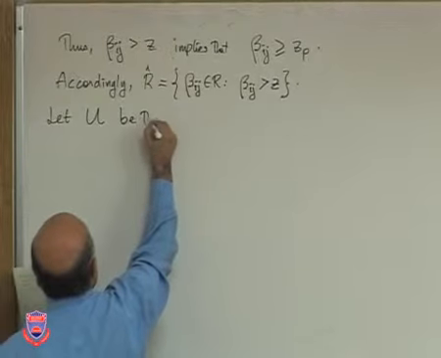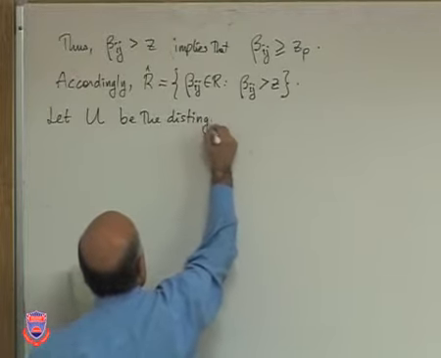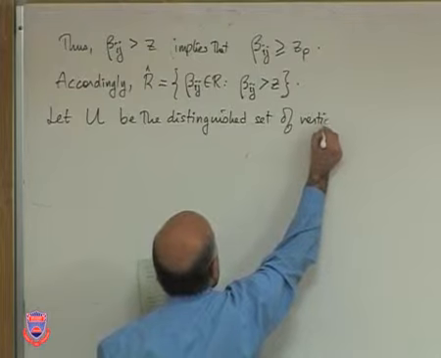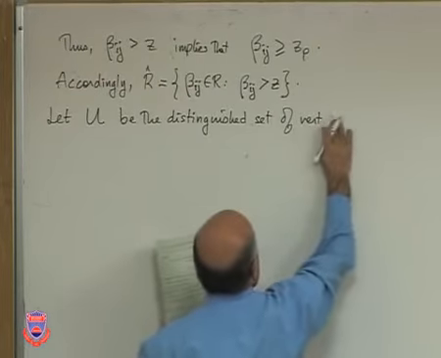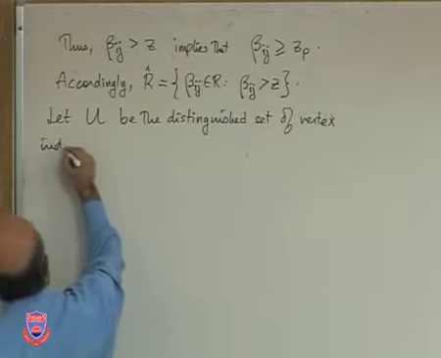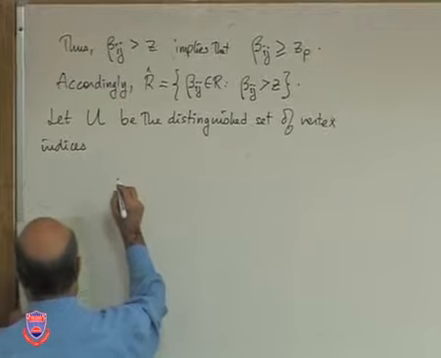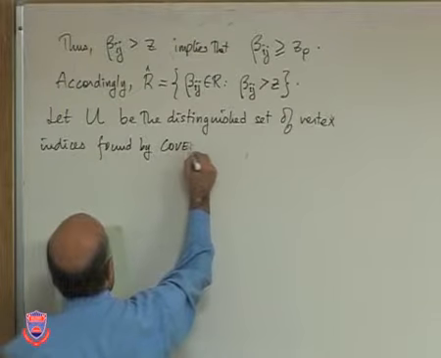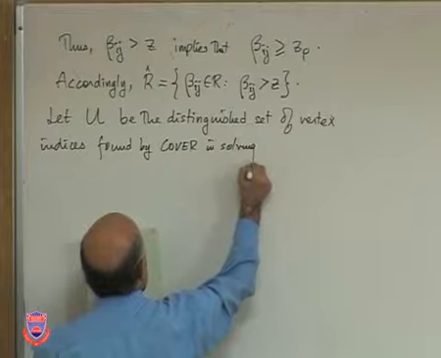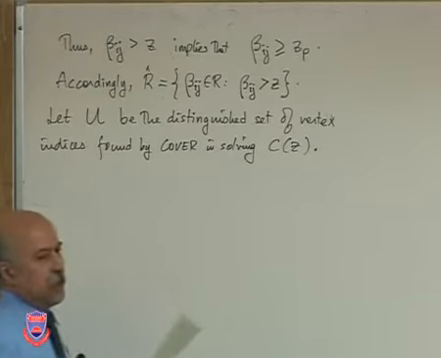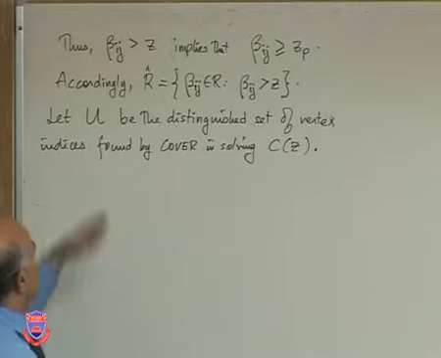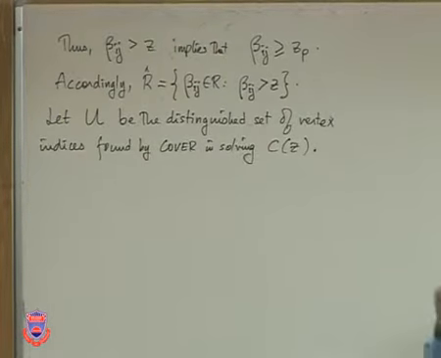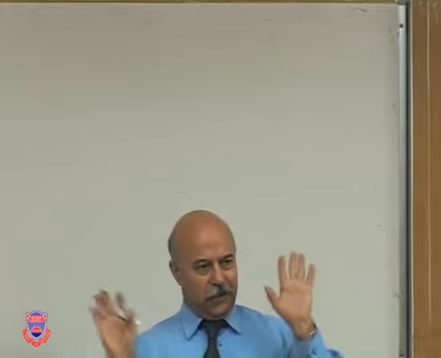So let U be the distinguished set of vertex indices or vertices found by the algorithm cover in solving the problem C of Z. What am I talking about? Use the dual to the cover. Right. Well, no, this only has to do with the algorithm.